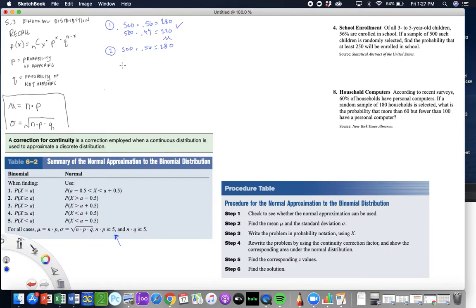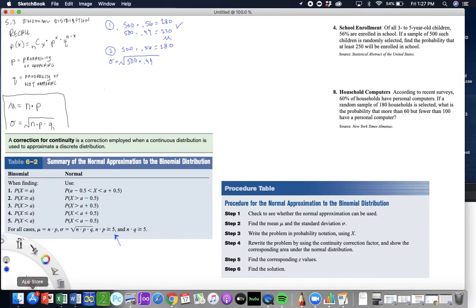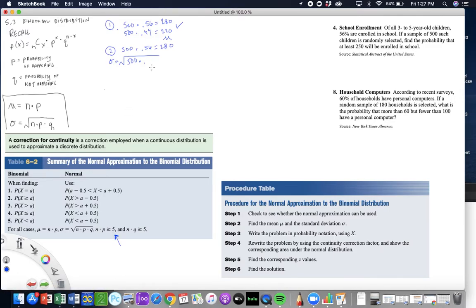All right. And then I'm going to find the standard deviation by taking the square root of 500 times 0.44. Remember, my 4s are looking terrible today. I can't go on with that going on here. Let's see.